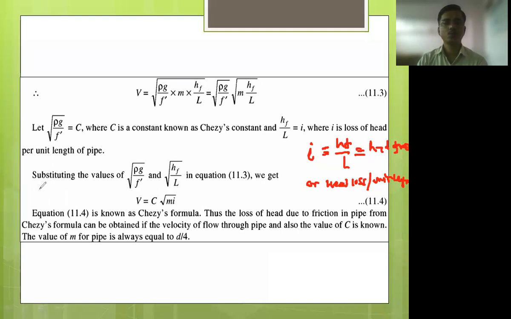Chezy's formula is given as V is equal to C into under root of m i, where i is the hydraulic gradient, slope.